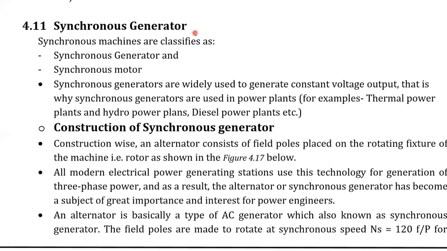In a synchronous generator, the field winding is excited by DC and the armature winding is excited by AC. So that's why the synchronous machine is also called a double excited machine. Remember, double excited machine.